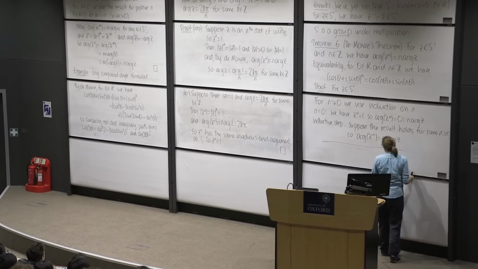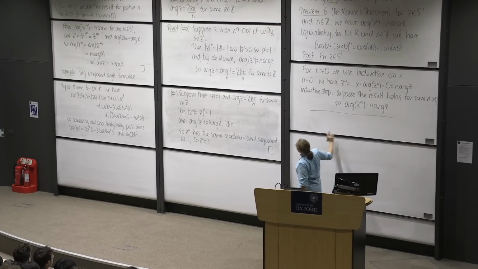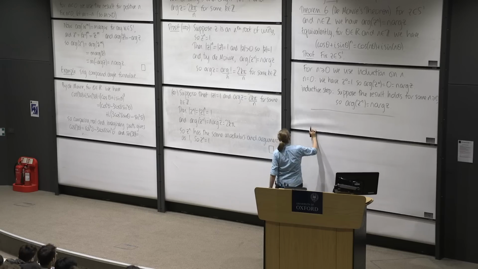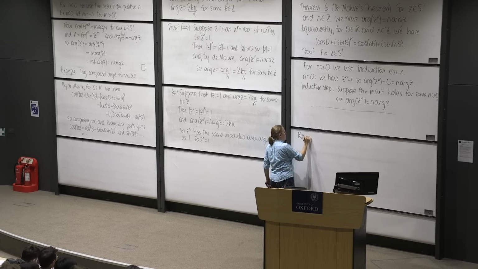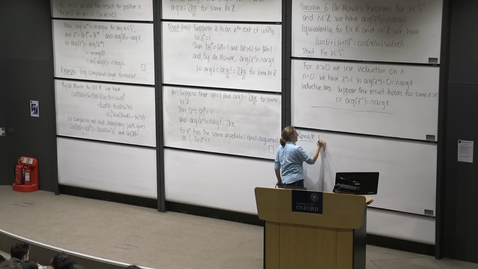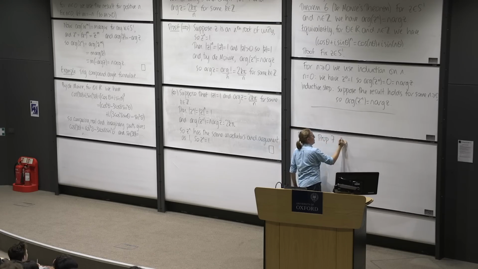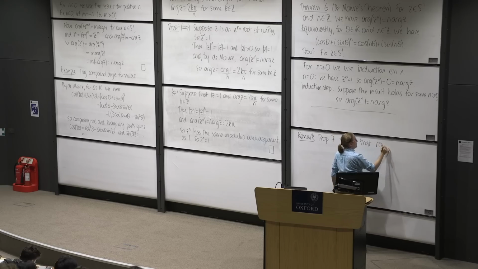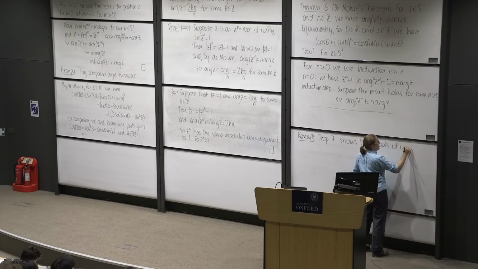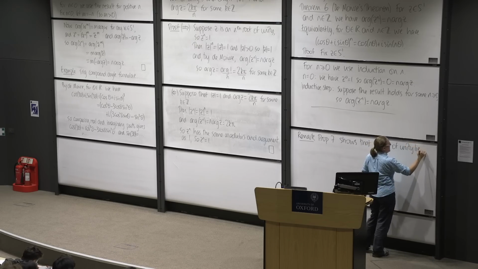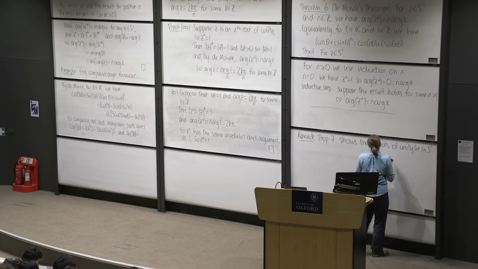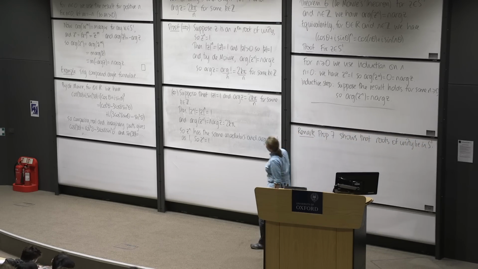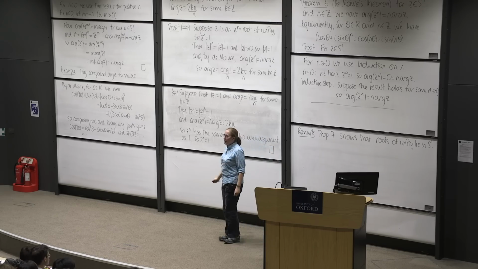So if I carry on over here, one small observation from proposition 7. So remark, proposition 7 shows that roots of unity lie in S1. They lie in the unit circle. And that's a kind of handy thing to be aware of occasionally.